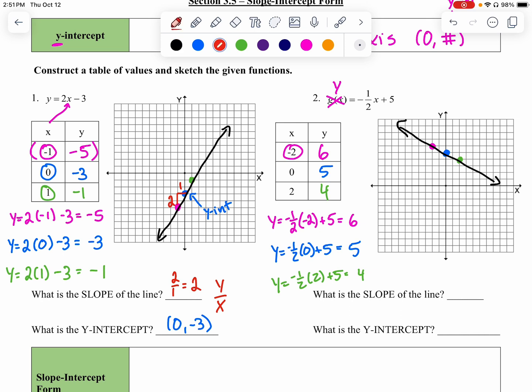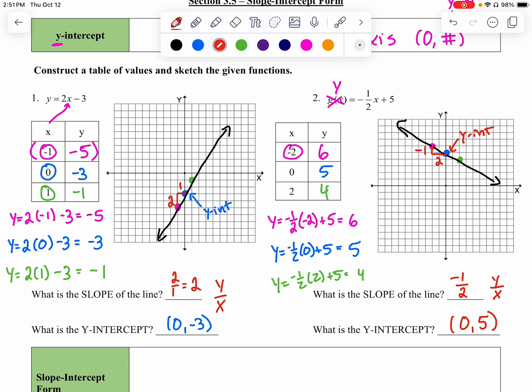All right, the slope. I'm going to pick the leftmost point and go to the next point. So I'm going to go down 1, over 2. Down 1 was negative 1, over 2 was 2. So my slope, since it's y over x, is negative 1 over 2. And then my y-intercept is where it touches the y-axis. That is right there. So that's your y-intercept, at the point 0, comma 5.